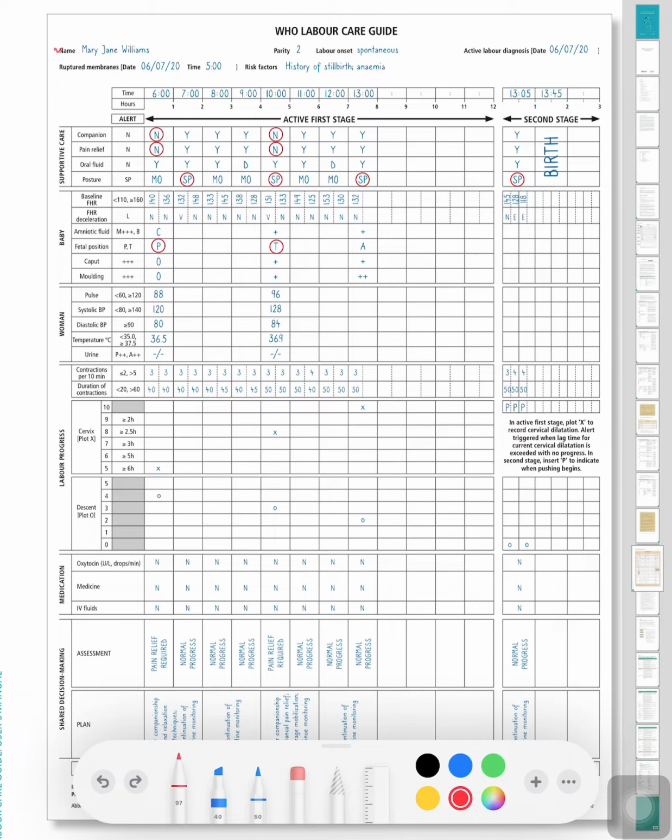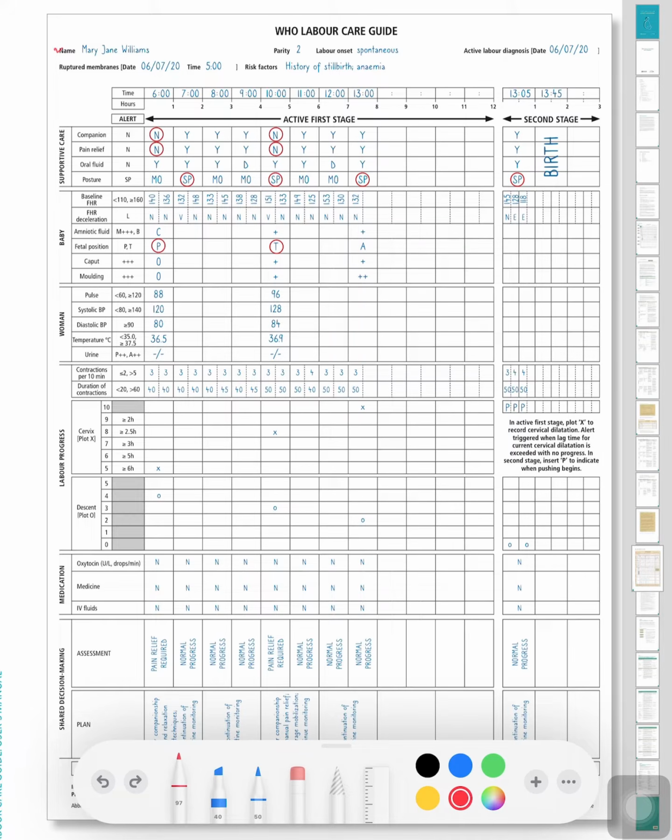Today we are going to learn how to fill the WHO labor care guide. This example page has been taken from the labor care manual given on the WHO website. So you can see it from there. And let's start. In which patients are you going to fill the guide?